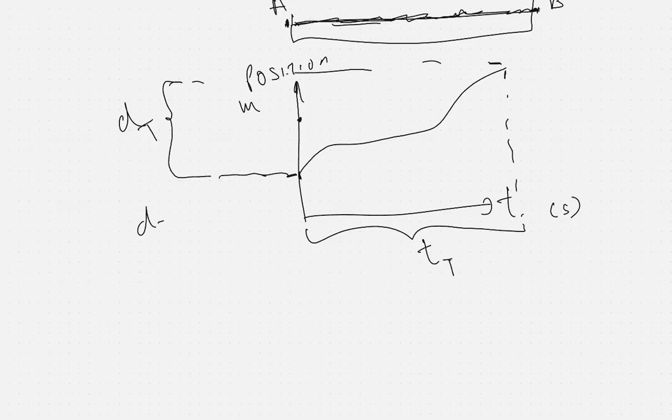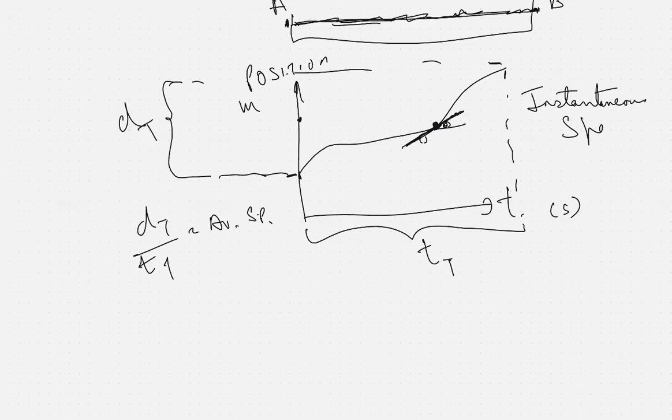But if you want to find it at this point, you can draw a tangent to that and get the slope at that point. Okay, that is called instantaneous speed. That's where you get caught for your speed. Okay, that's for this. Average speed is the distance to time ratio, right?